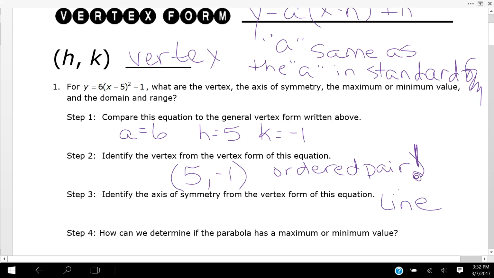The axis of symmetry is a line. So if you've been writing an ordered pair for the axis or the line of symmetry, it's been incorrect. It's a line and it always starts with x equals and it goes through the vertex, so it's x equals 5.